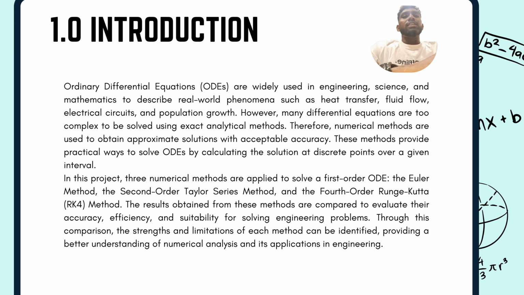In this project, three numerical methods are applied to solve first order ODEs: the Euler method, the second order Taylor series method, and the fourth order Runge-Kutta method. The results obtained from these methods are compared to evaluate the accuracy, efficiency, and stability for solving engineering problems. Through this comparison, the strengths and limitations of each method can be identified, providing a better understanding of numerical analysis and its application in engineering.